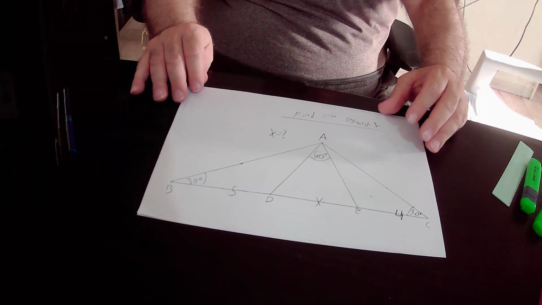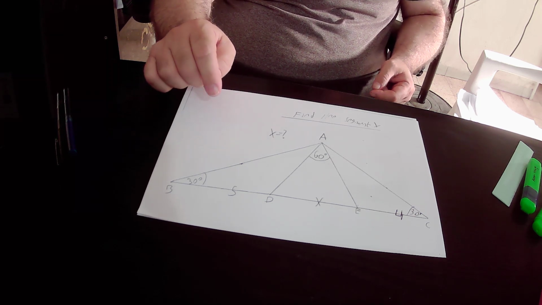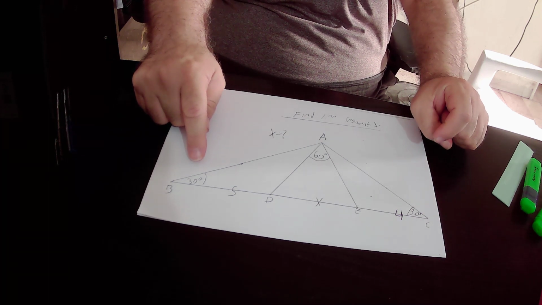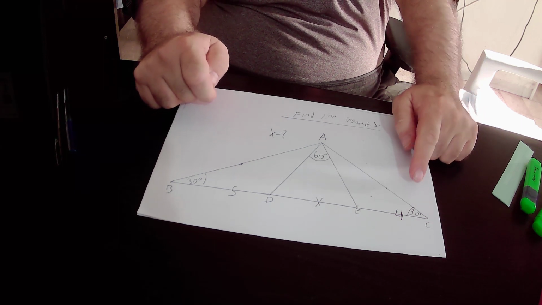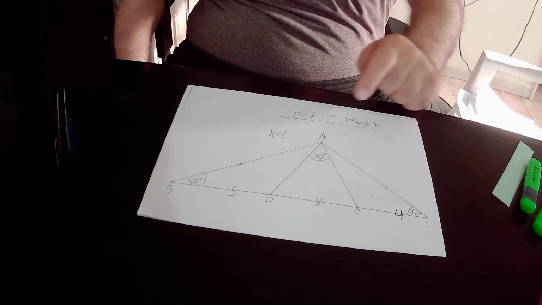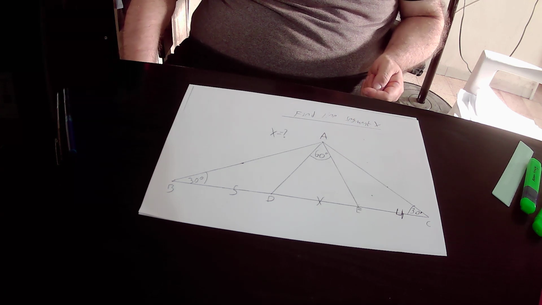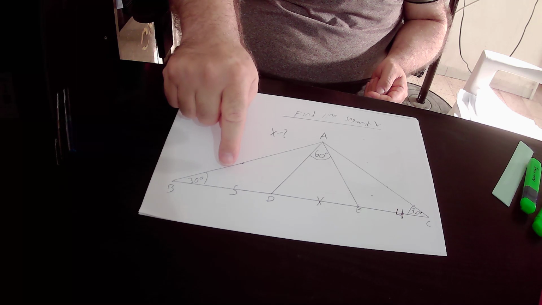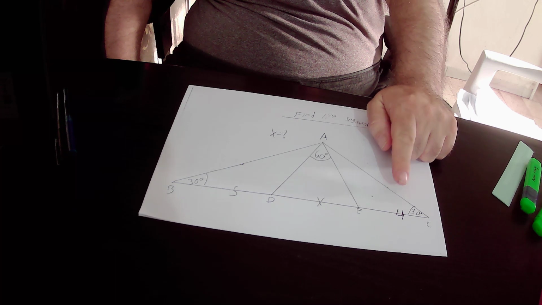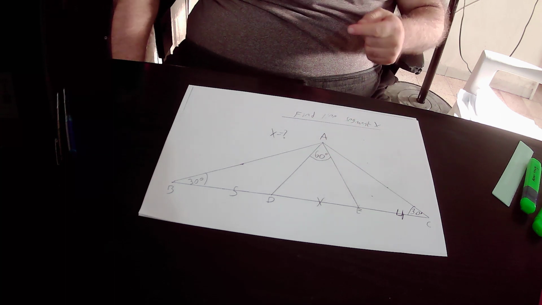In the drawing, we have triangle ABC. We know that angle ABC equals 30 degrees. Angle ACB also equals 30 degrees. We also know that angle DAE equals 60 degrees. Line segment BD equals 5 units. Line segment EC equals 4 units, and our mission is to find out the length of line segment DE that is equal to x.